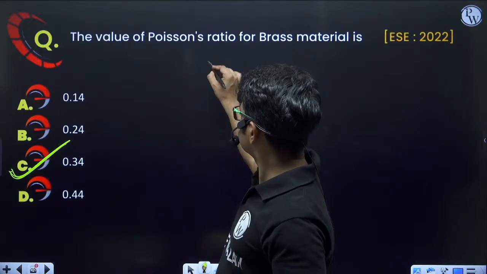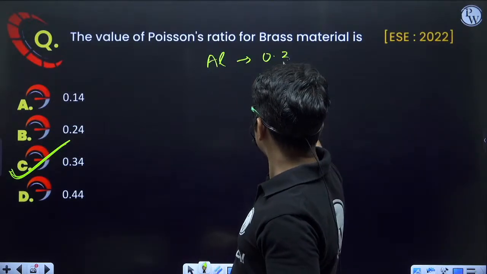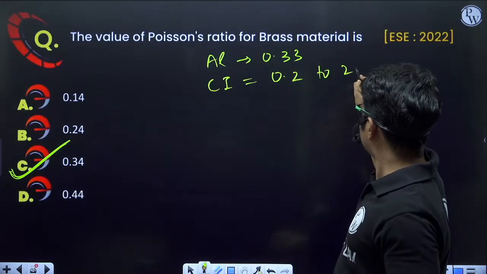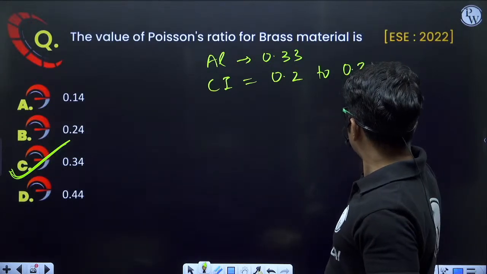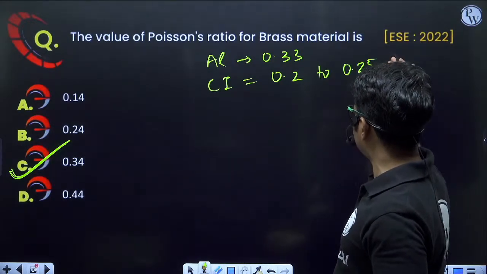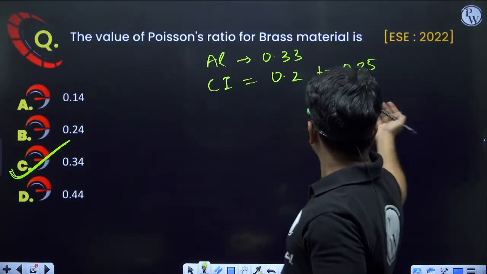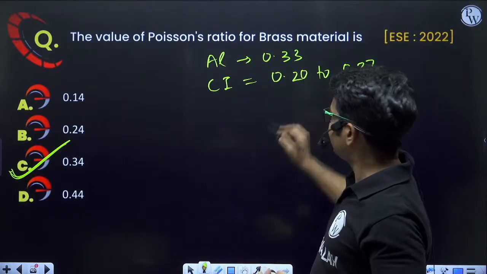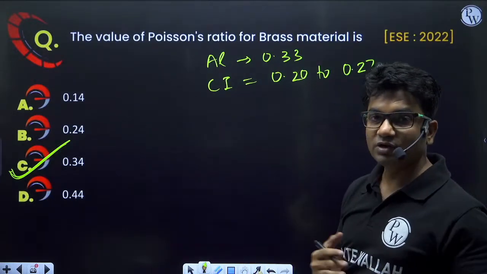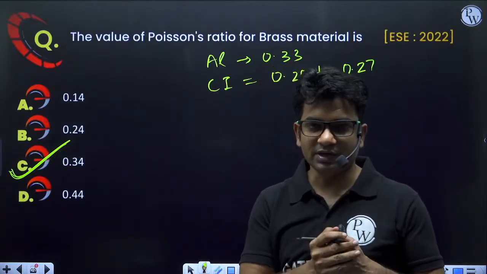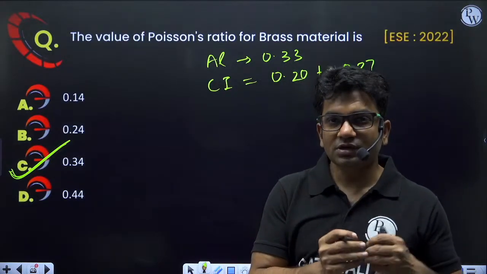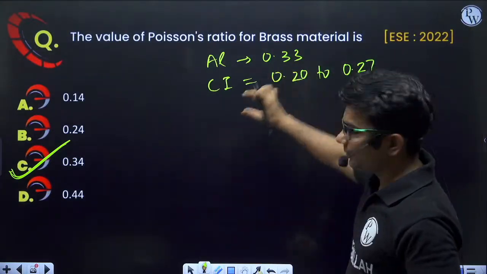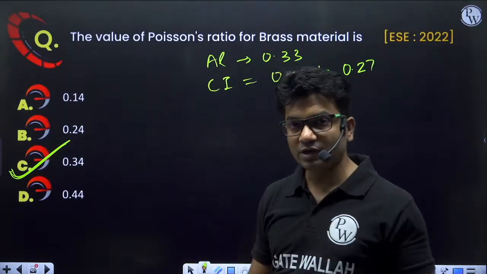For aluminium it is 0.33. For cast iron it is 0.2 to 0.25 or something about 0.25, 0.27. Actually the options will be given in some range. Not the exact answer is given anywhere, means there will be some range, and that range will also vary from book to book. So you have to see the approximate range. From the options you will be able to figure out what is the correct answer.